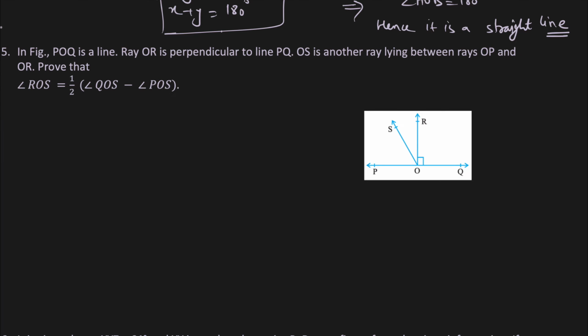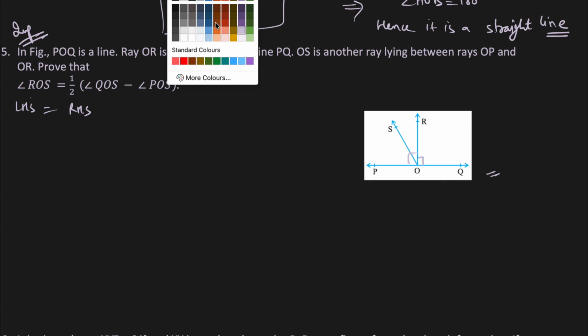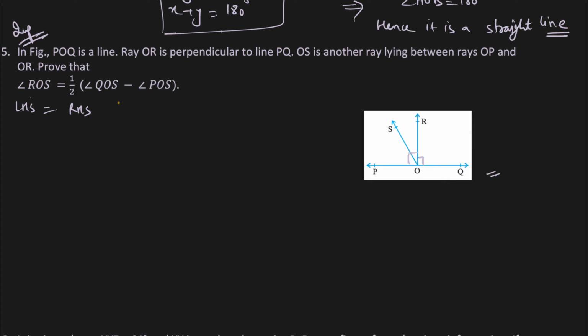Very important question, a proving question that you have here. Okay, now what is there in this question, that you have been given a figure and POQ is a line. This angle is 90 degrees, so obviously this angle is also 90, but we don't need it. So there are two things over here. One is the LHS part, another is the RHS part. One is the right hand side, another is the left hand side, and you have to prove them.